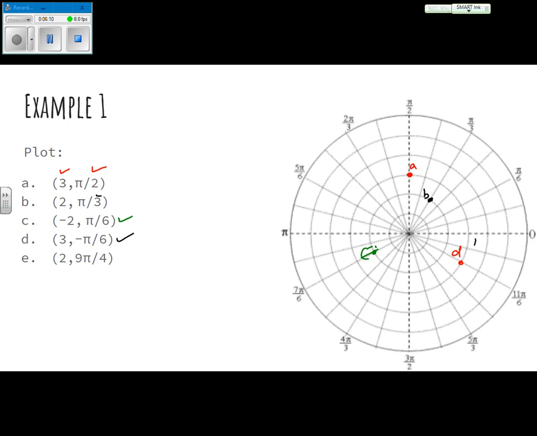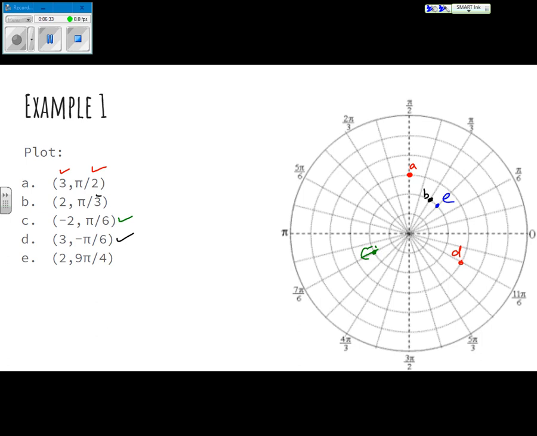All right, you've got E. Go ahead and plot E, and then I'll put mine on there as well. We'll see if it's on the same spot. I got mine right there.